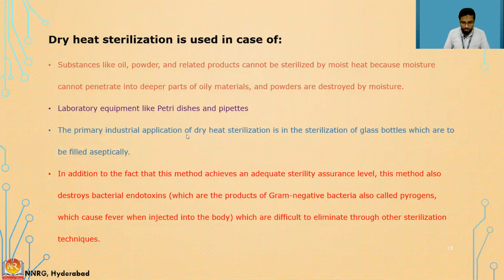The primary industrial application of dry heat sterilization is the sterilization of glass bottles, which are to be filled aseptically. In addition to achieving an adequate sterility assurance level, this method also destroys bacterial endotoxins, which are the products of gram-negative bacteria and also called pyrogens, which cause fever when injected into the body and are difficult to eliminate through other sterilization methods. Basically, pyrogens are compounds from dead microorganisms that cause pyretic action in our body, that is, an increase in body temperature. So the dry heat sterilization method also removes those and other endotoxins which cause serious effects on the human body.